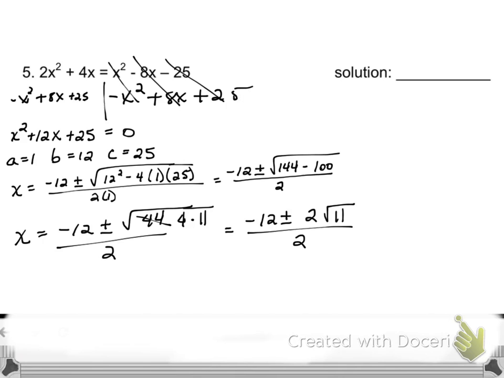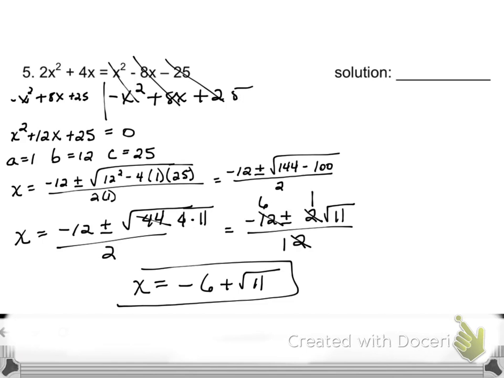Now I want to reduce the fraction, so that means I'm going to divide everything by 2. So 2 divided by 2 here is 1. 12 divided by 2 is 6. 2 divided by 2 is 1. So now there's just 1 in the denominator, so my final answer, x equals negative 6 plus the square root of 11. So I don't have a fraction on that one.